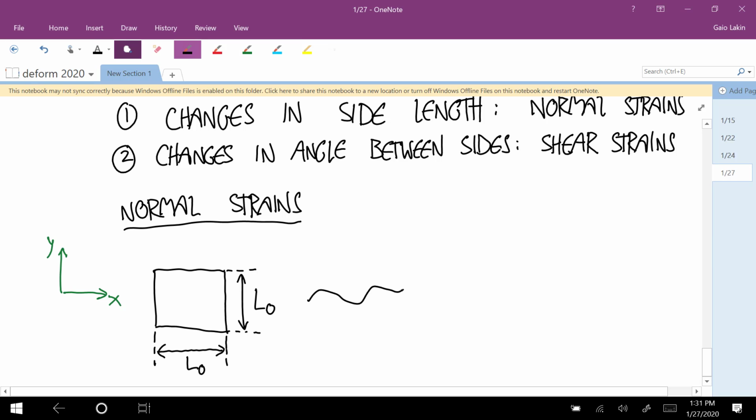And after the deformation, it's still a rectangle, because we're not dealing with angle changes yet. But we have a new distance, lowercase l. I'll call this Lx, and I'll call this Ly.